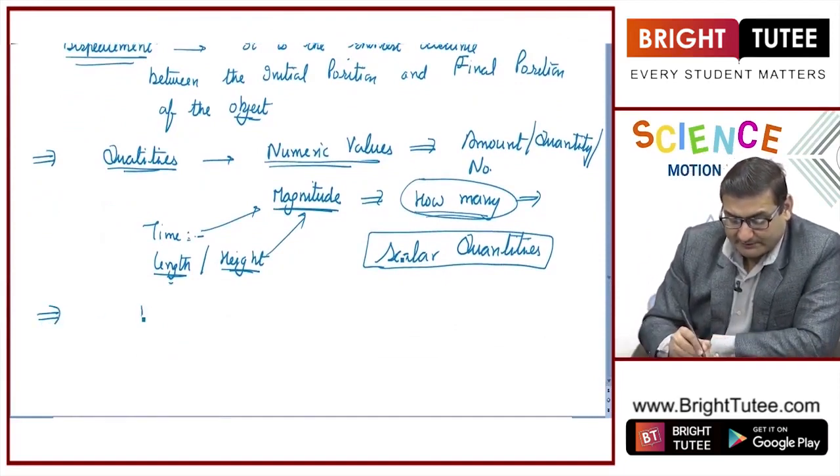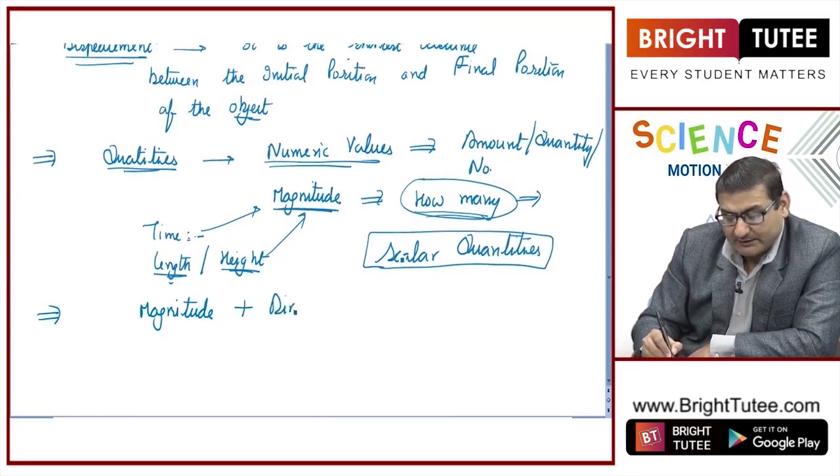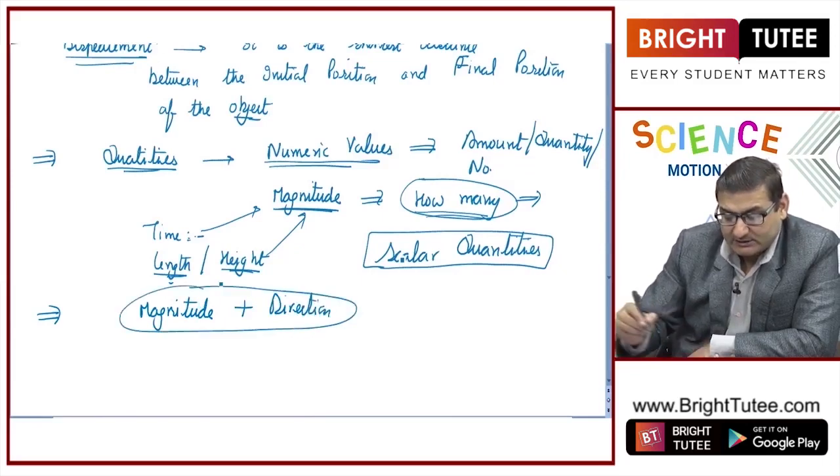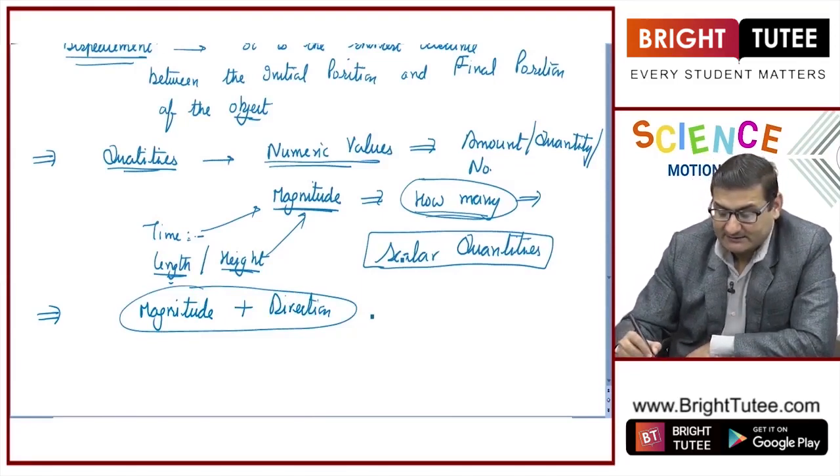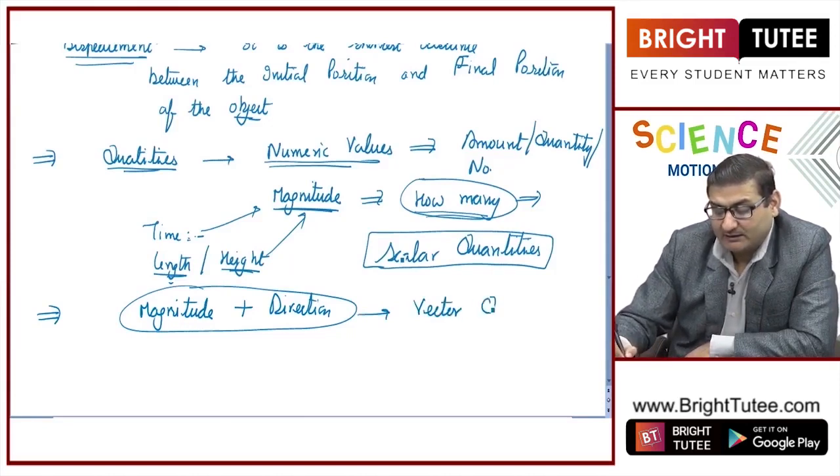But there are certain quantities which, apart from the magnitude, also have one more thing. Those quantities which have magnitude as well as one more thing, and that one more thing is direction. If the direction is also specified, then those quantities are known as vector quantities.